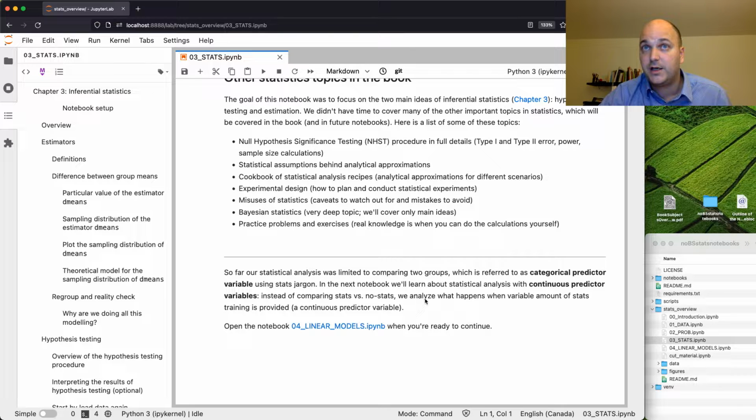So we'll do another experiment in the 4th notebook where we study that. It will be much shorter, but it's really important because it's one of the other power tools in statistics. So there's a whole chapter 4 on linear models.